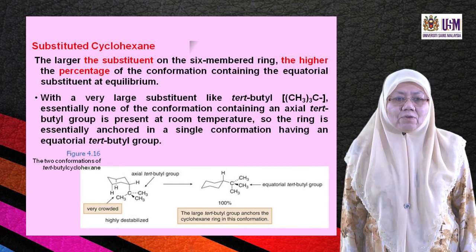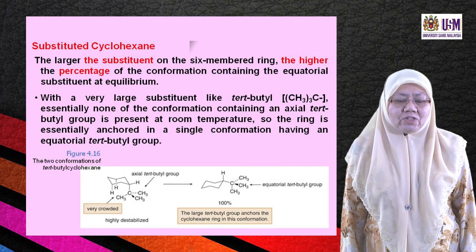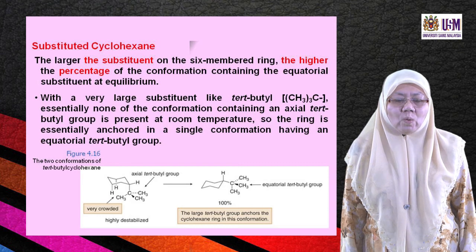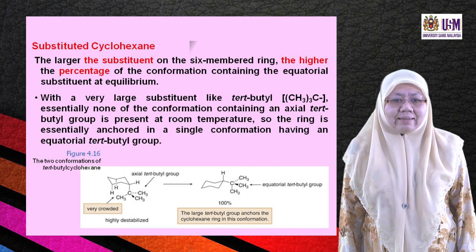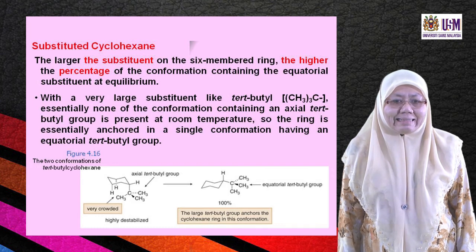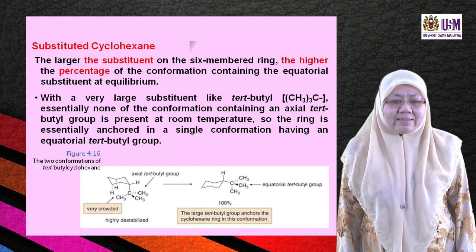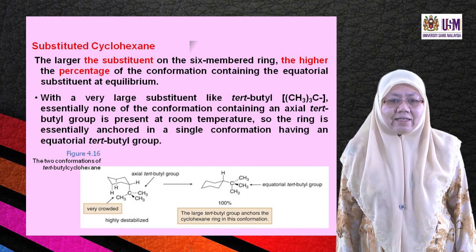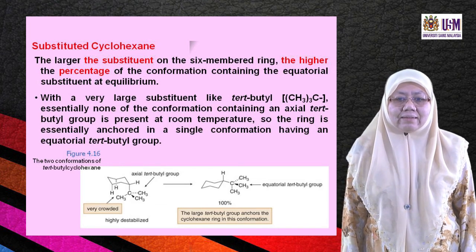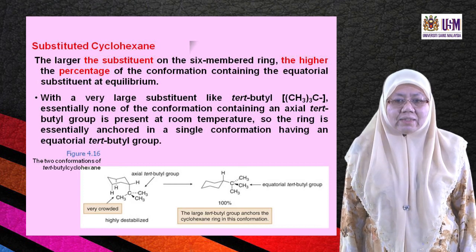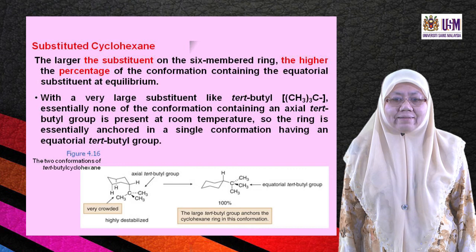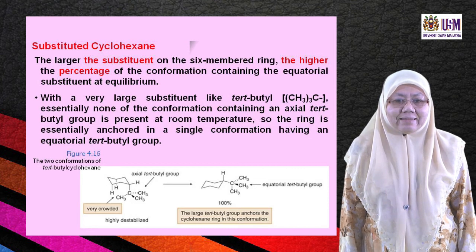Look at figure 4.16. The two conformations of tertiary butyl cyclohexane. When the tertiary butyl group is axial, we see it is very crowded because there is 1,3 diaxial interaction between the tertiary butyl and the axial hydrogens. But when the tertiary butyl is equatorial, we find that the large tertiary butyl group is pointing away from the ring, and it anchors the cyclohexane ring in this conformation.